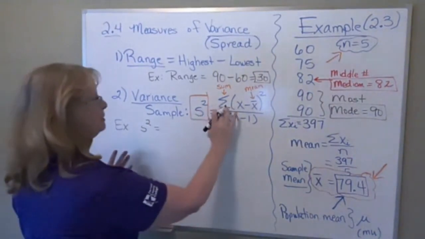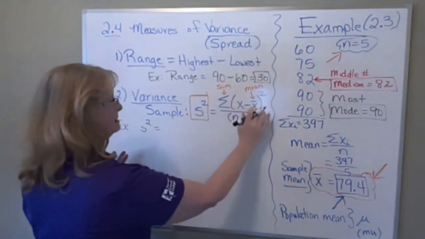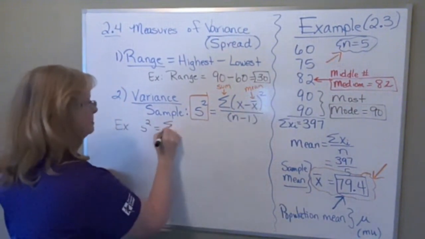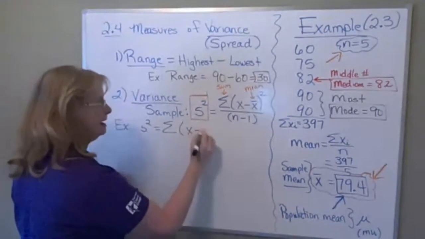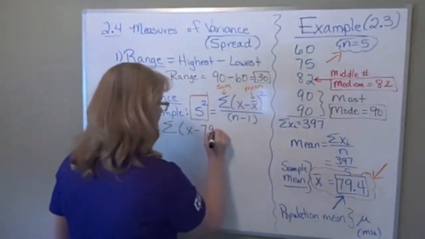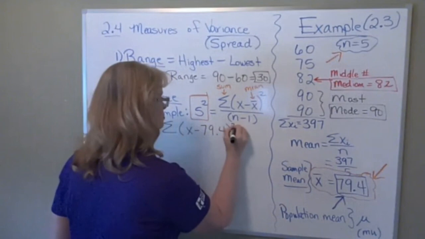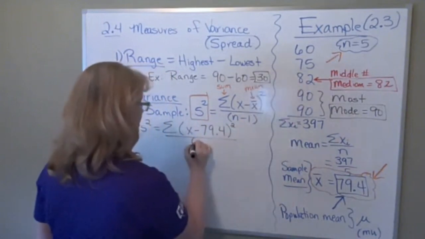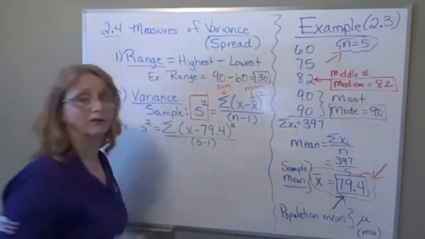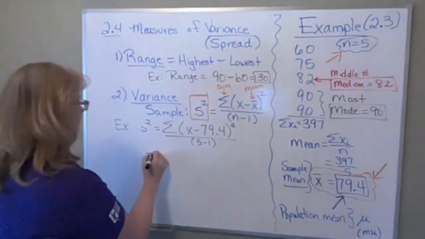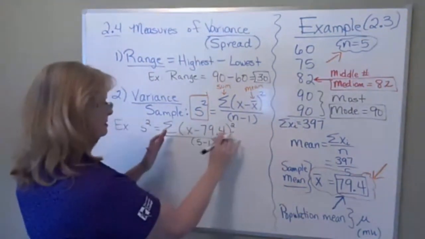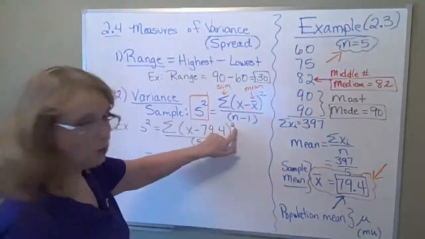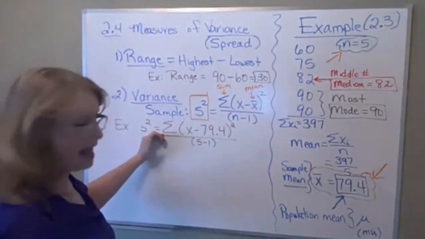Remember, I'm going to add up the x minus x bar. On mine, that becomes the sum of x minus 79.4 squared, divided by n minus 1. So that's 5 minus 1, or 4. Now, let's write down what this means. You're going to take each data value, subtract the mean, square that difference, and then add them up.